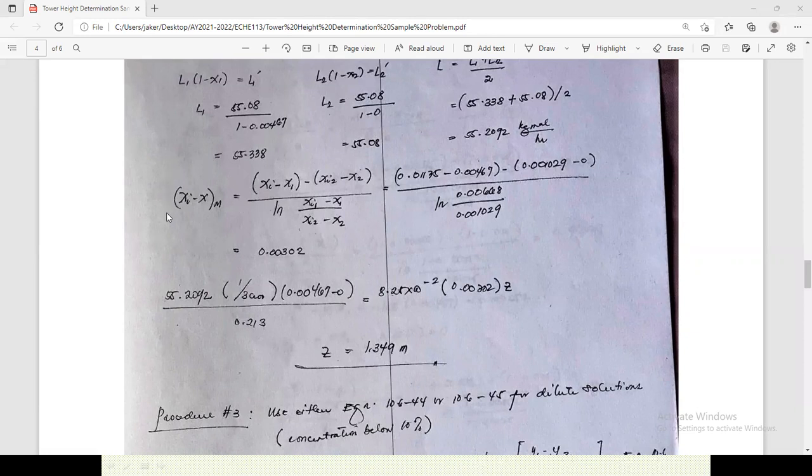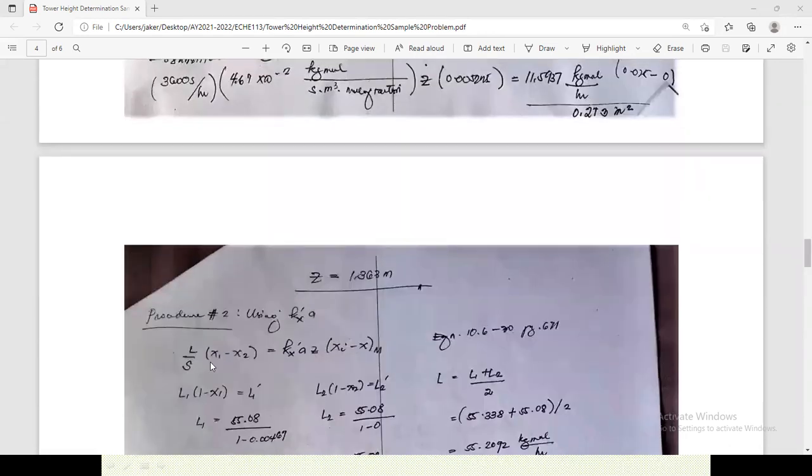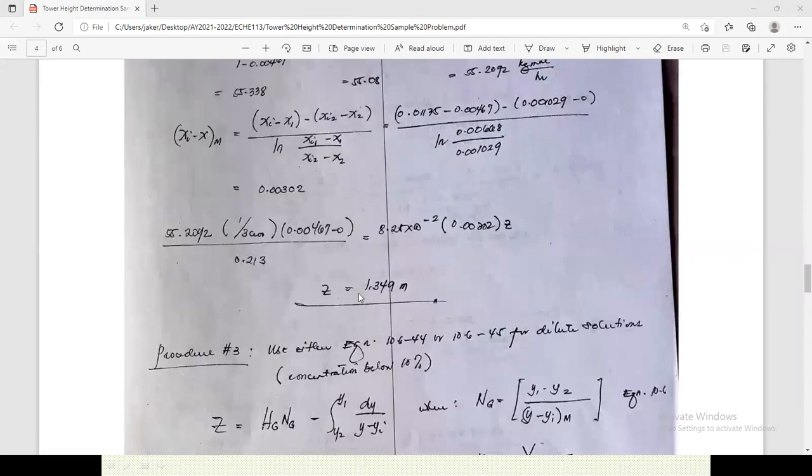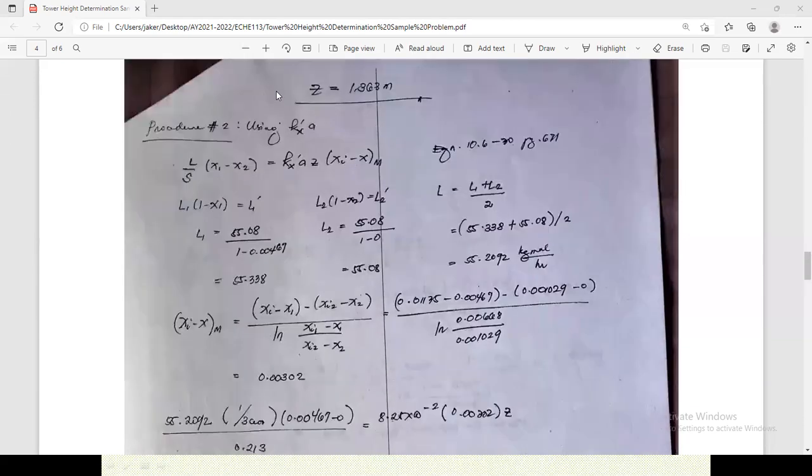Now, knowing this one, go back to the original equation. This is the original equation and substitute. You'll be getting a value of 1.349. So instead of 1.361 or 36 something, it's now 1.349. So the variation is not that much, but there is really noticeable variation because we use the liquid phase mass transfer coefficient or film coefficient, not the gas phase.